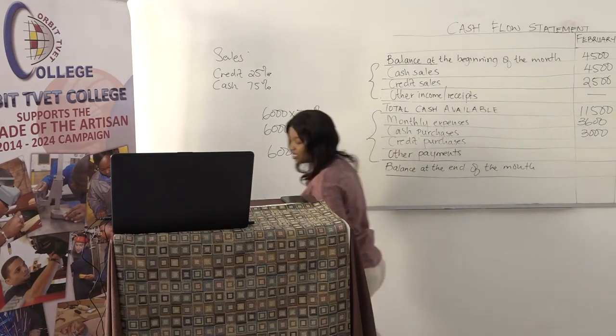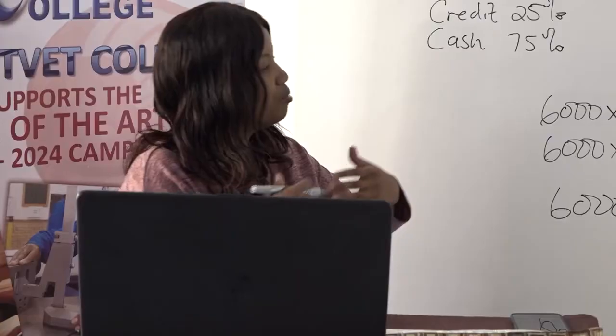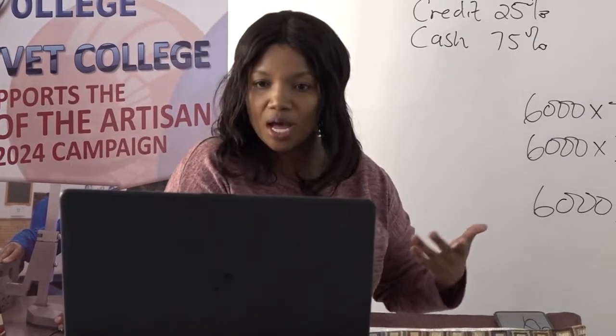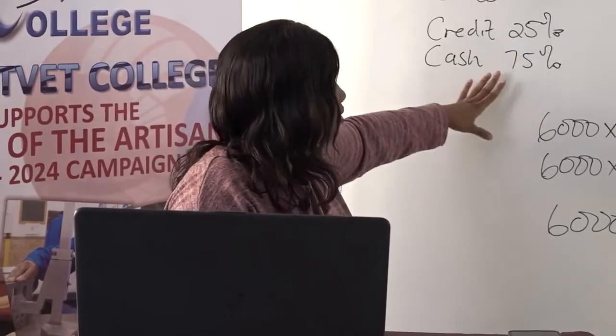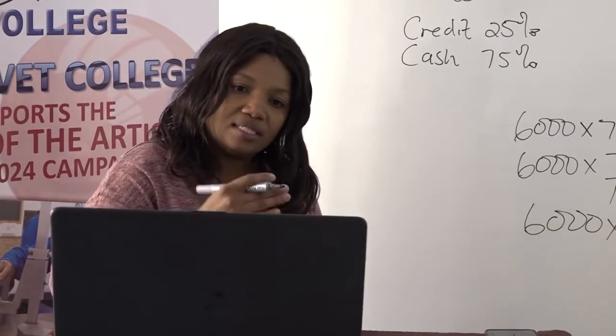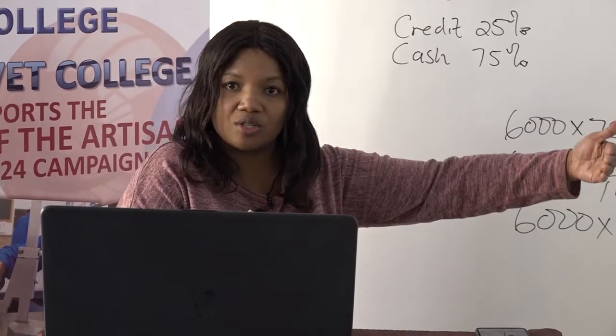Then our credit purchases, they said half of the stock is on credit. So it means that 50% also applies in the credit. Now remember, when we are calculating the sales, I said if they say customers pay 30 days later, it means that they need to go back to the previous month.